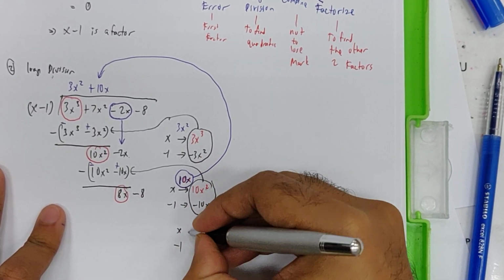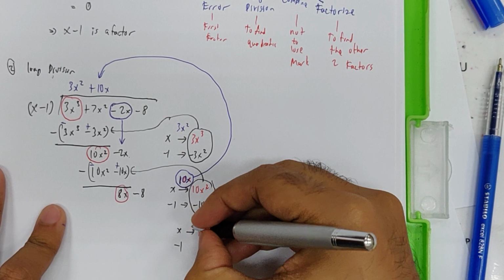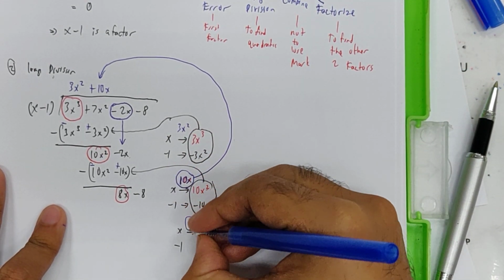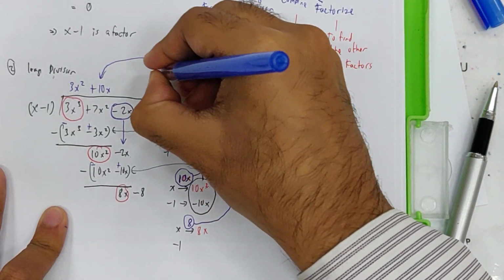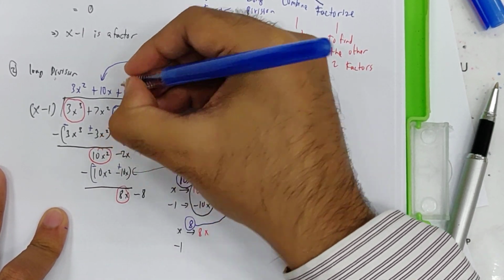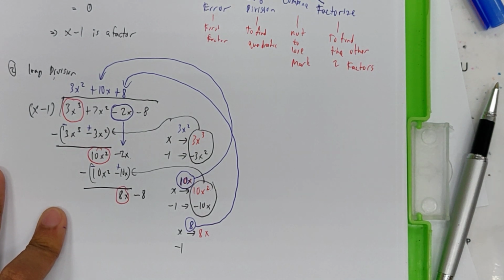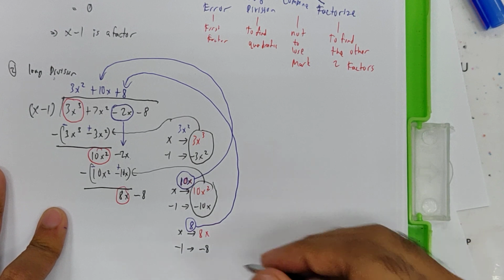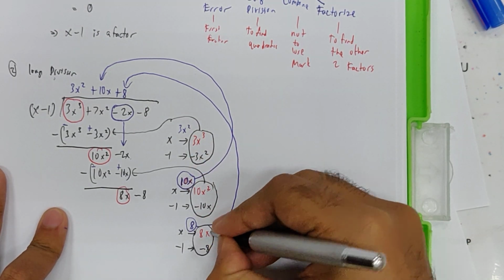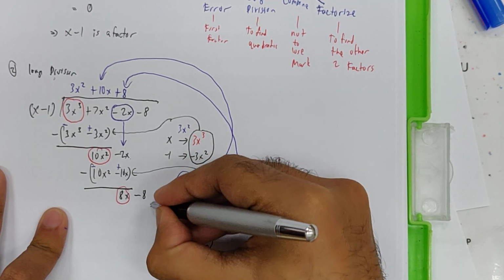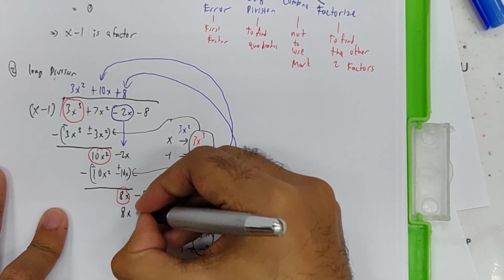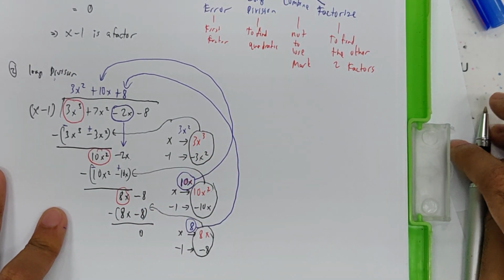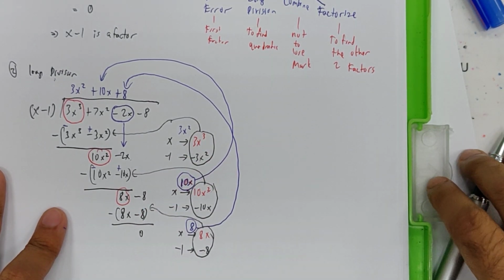So x minus 1, how does x become 8x? You times 8. And this 8, bring it up here. Positive 8. Positive 8. So x, negative 8. And this value here, well, you can skip this because it's quite obvious. 0.